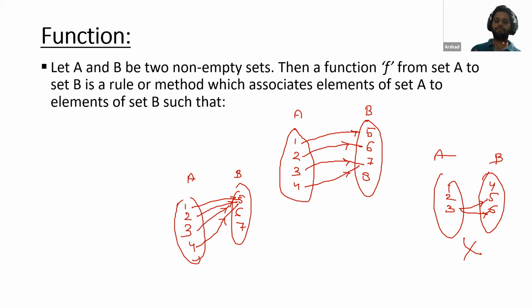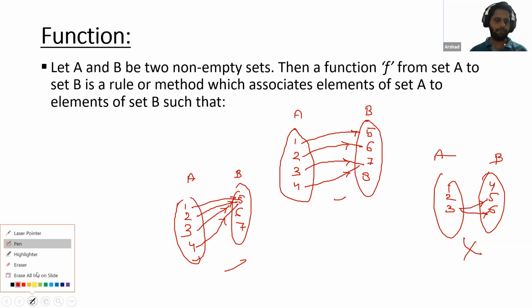Yes, it is a function. We will check the first condition. All the elements of set A are associated. Yes. They associate to a unique element. Yes. That's why this is a function. Okay, Atif, this is clear? Yes, sir. Okay, so this is a function. This is also a function. I will remove this one.